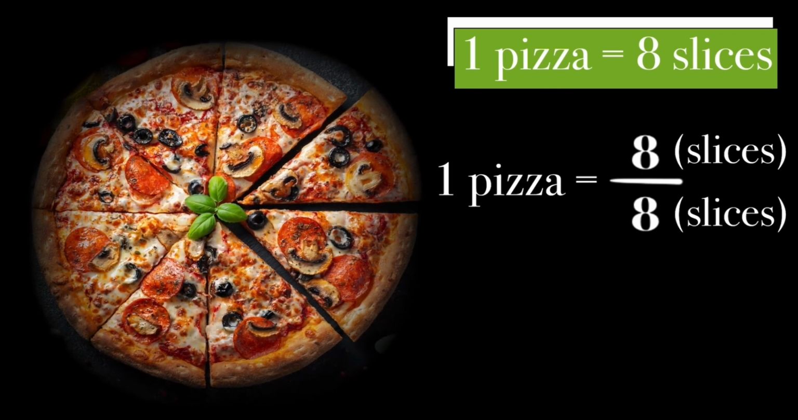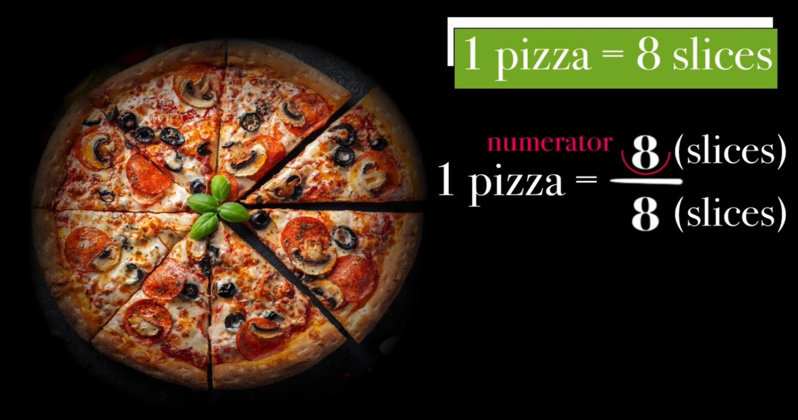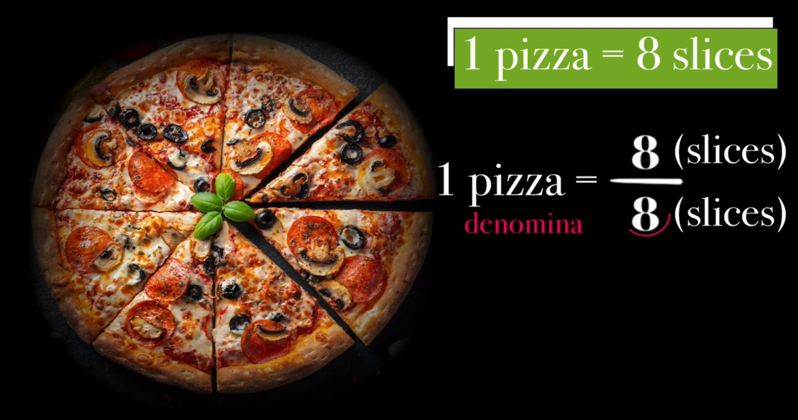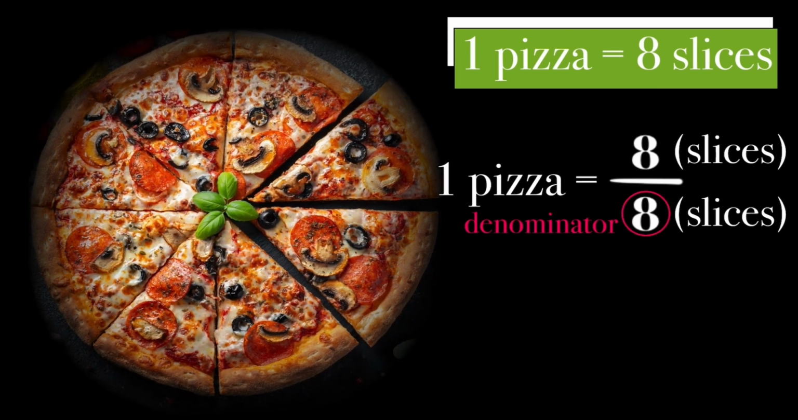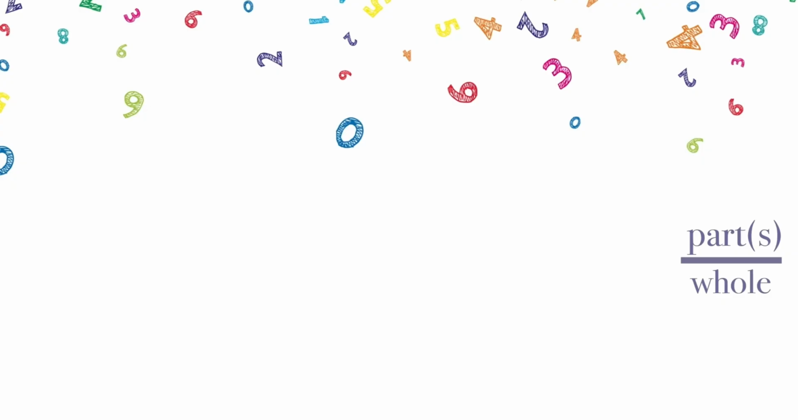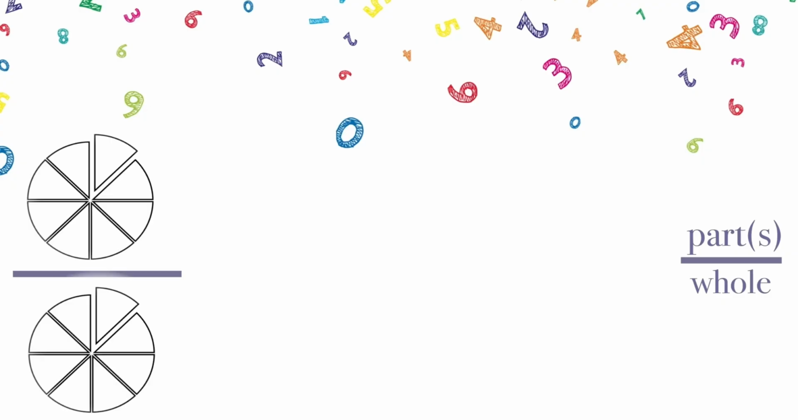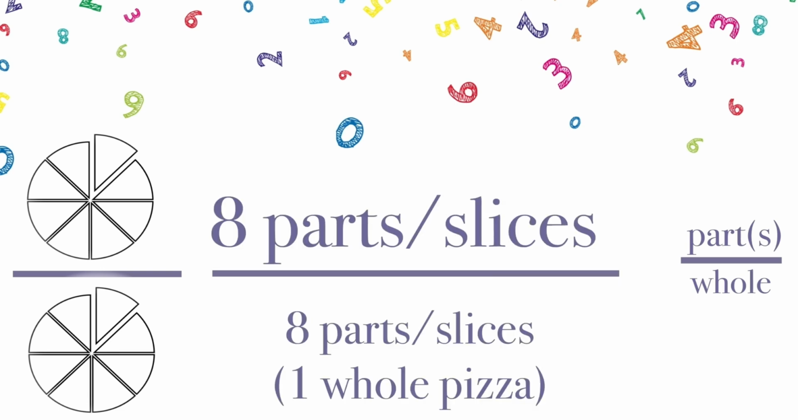And here we have a fraction. The top number is the numerator and the bottom number is the denominator. It's often helpful to think of a fraction as parts of a whole. We have 8 parts of a whole pizza, and the whole pizza is comprised of 8 parts or slices. We have the fraction 8 over 8, but we don't leave this fraction as is.